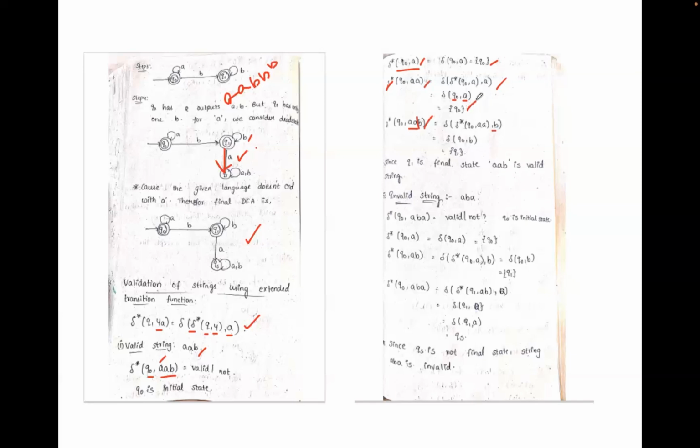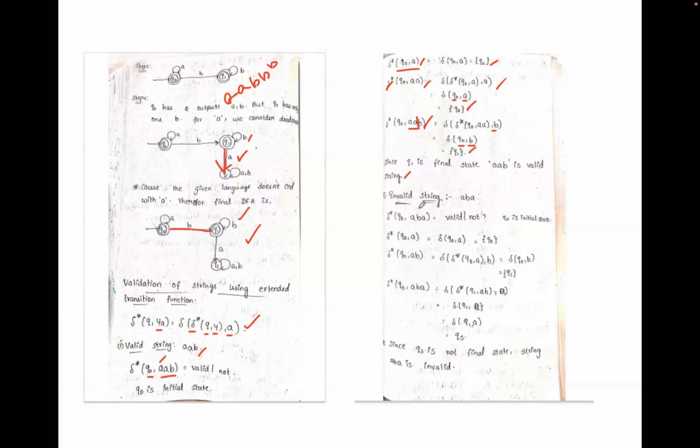We already got that value, so place Q naught, and here write B. So delta of Q naught on B. Check this: Q naught on B is Q1. Check whether that Q1 is a final state or not. Yes. So we can say that the string is a valid string, or that the string is accepted by the automata.